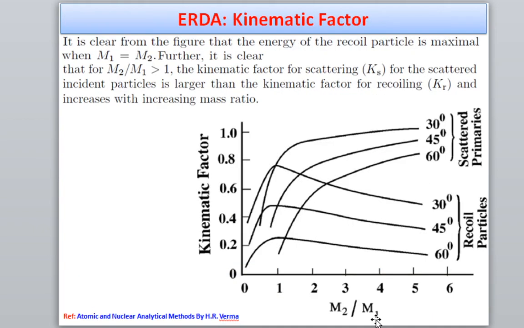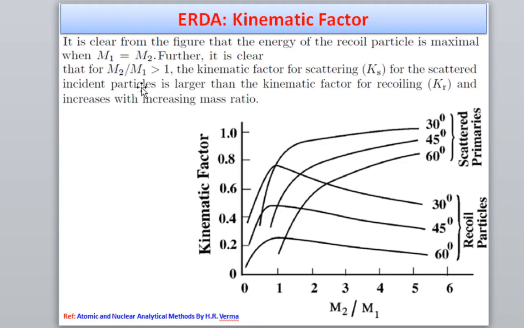As we have seen, if you see this figure here, I have shown the ratio of m2 upon m1, because the kinematic factor depends upon the ratio of m2 upon m1. I have noted this for the scattered particle, and this is for the recoil particle. If m2 upon m1 is 1, meaning the mass of the projectile and the mass of the target are equal, then for the case of recoil the kinematic factor is maximum.